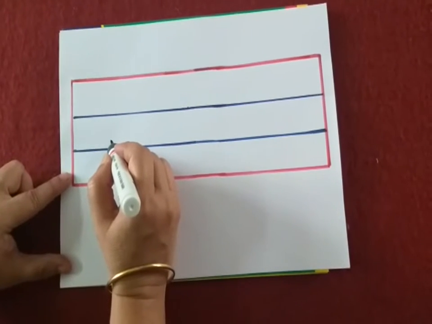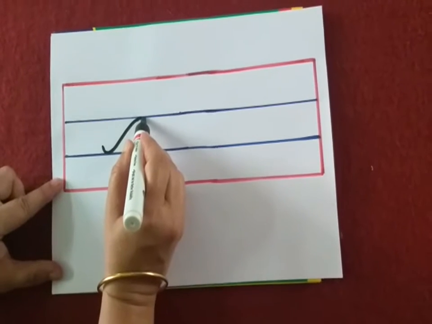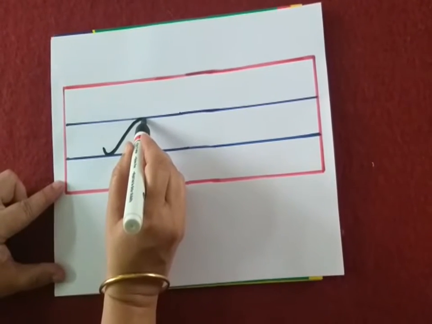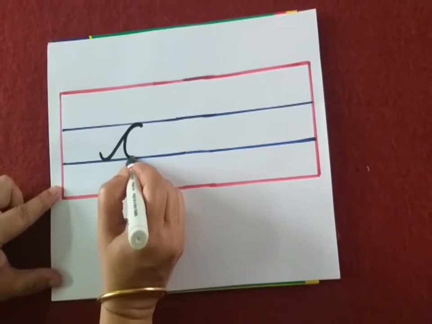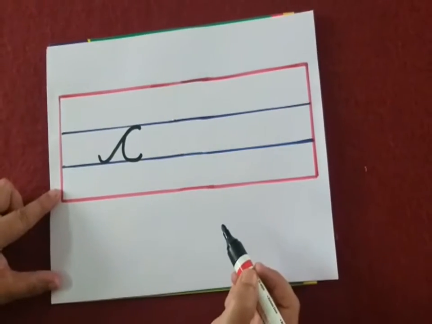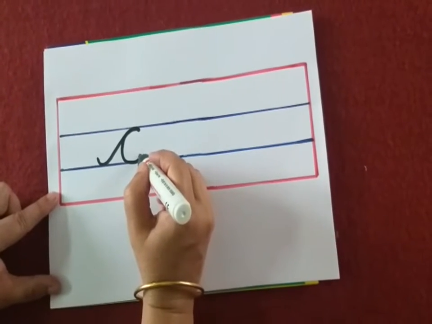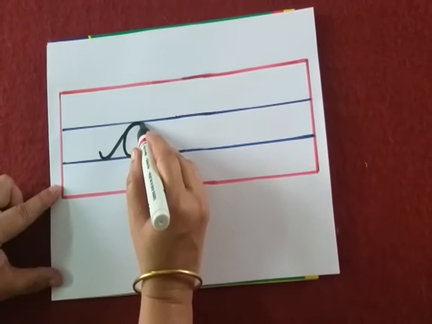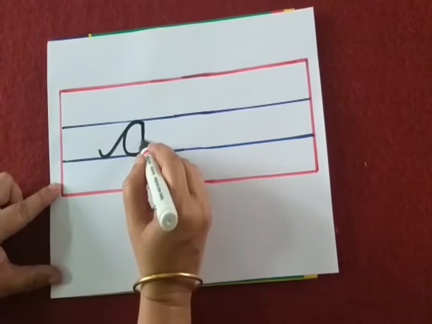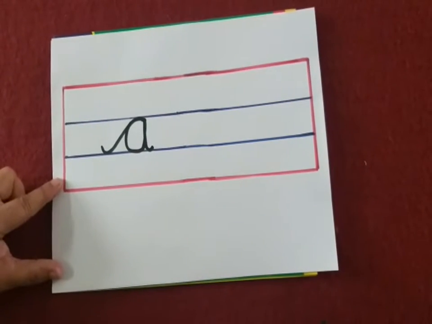Make a small curve, go up to the second blue line. Okay, now come down to the third blue line, like C you have to make. Okay, now from down go up to the second line and join this second line. Again you have to come down and make a small curve. This is small cursive letter A.